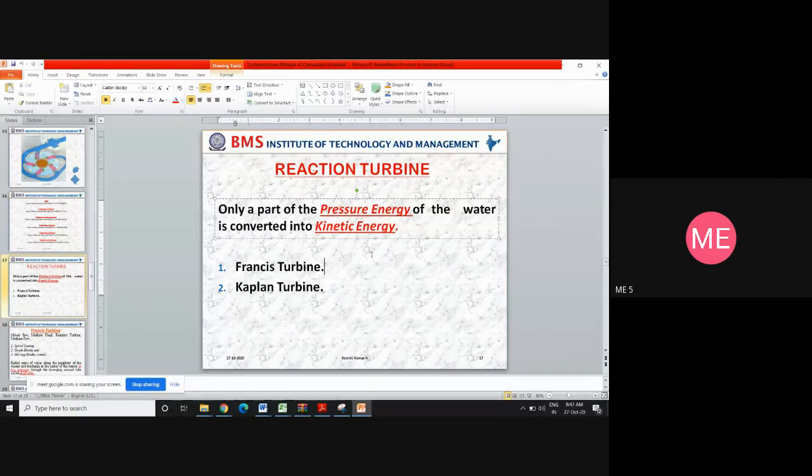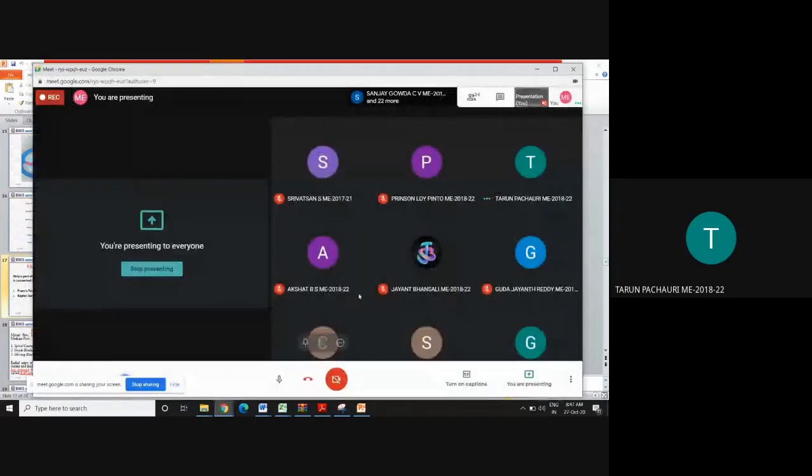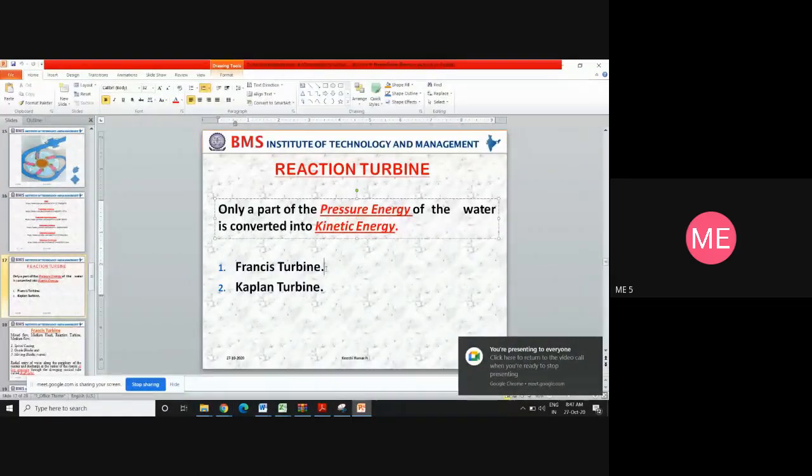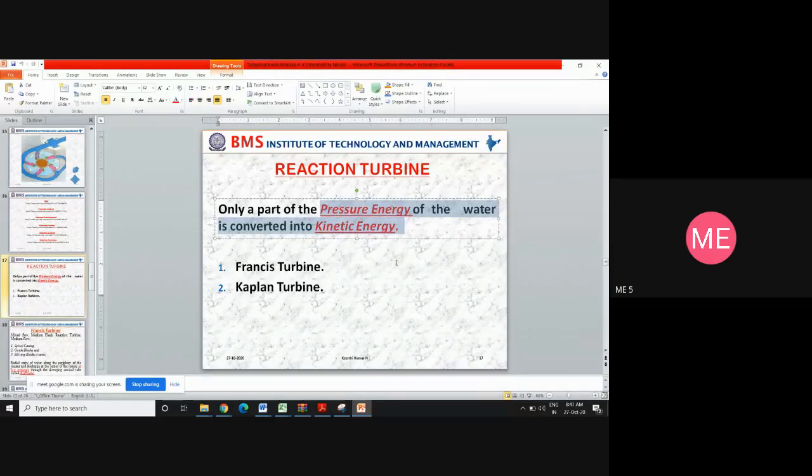But what is the input energy available for the impulse turbine? Can anyone tell? Kinetic energy. Hello? Only kinetic energy. It will be completely kinetic energy, none other than the kinetic energy. But here it will have both pressure energy and kinetic energy. As it proceeds from the guide blades to the runner, both energies will be utilized to rotate the turbine.